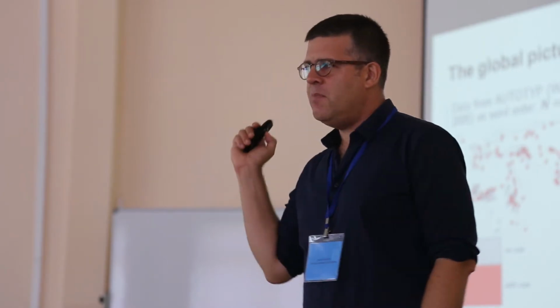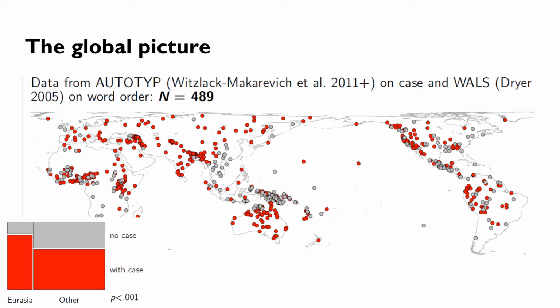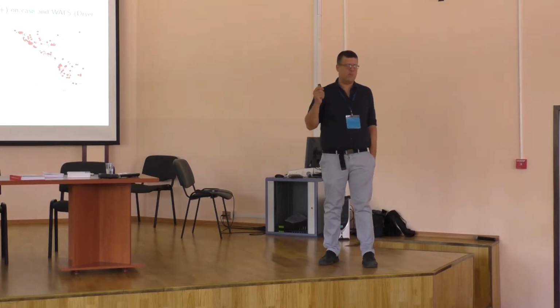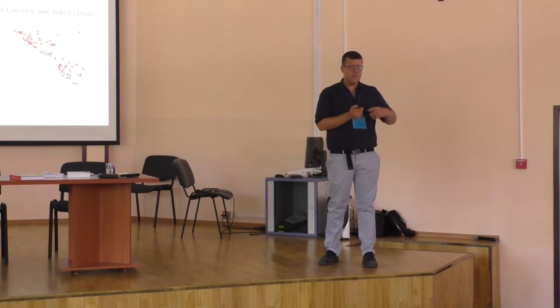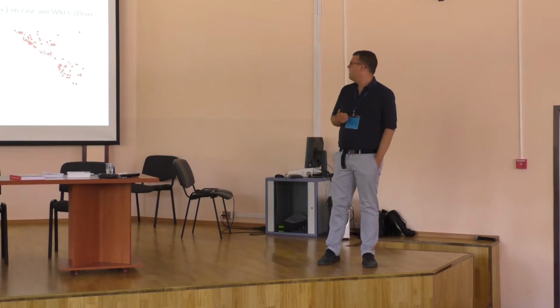Okay, so going back to the issue of word order and case marking. This is data taken from Autotype. This is one of Bickel's team's experiments. And what we see here, the red circles are languages which have case in this particular sense, that they distinguish A and P arguments in different ways.